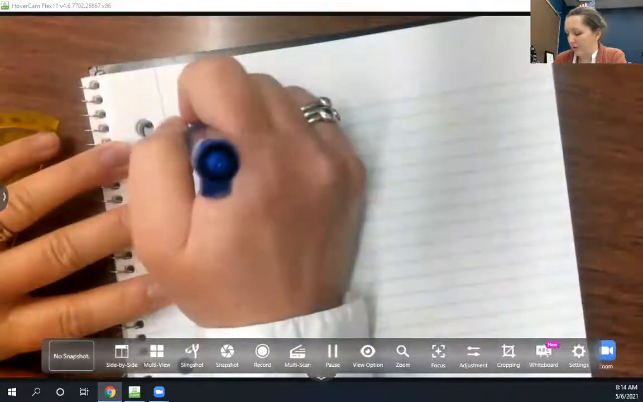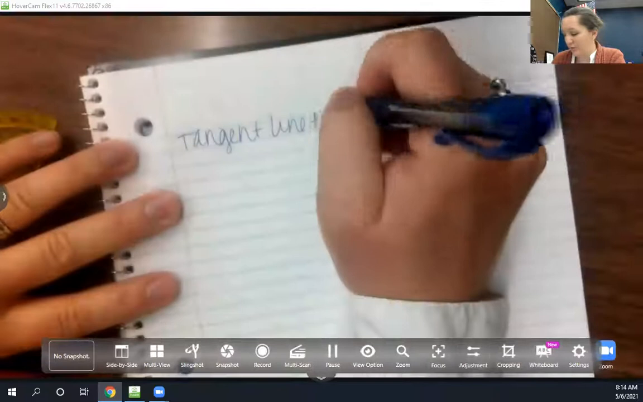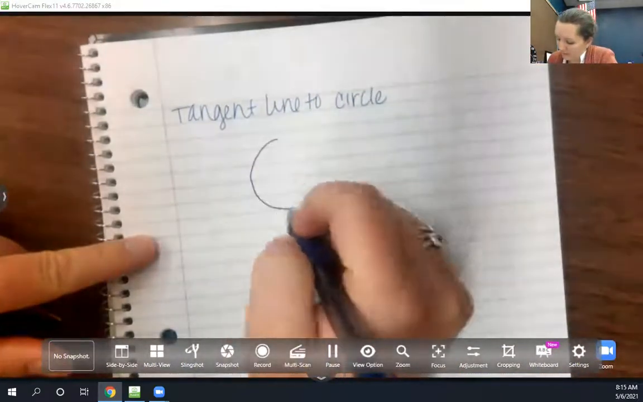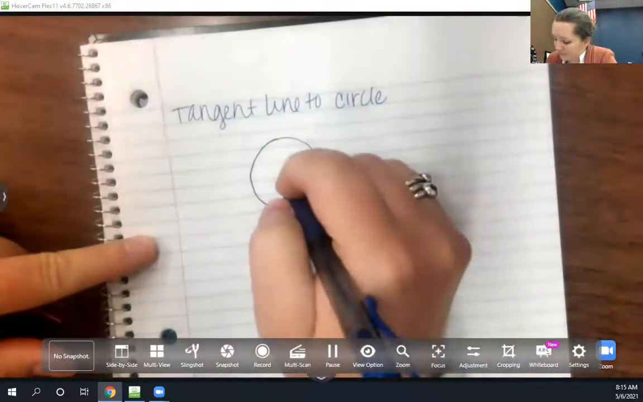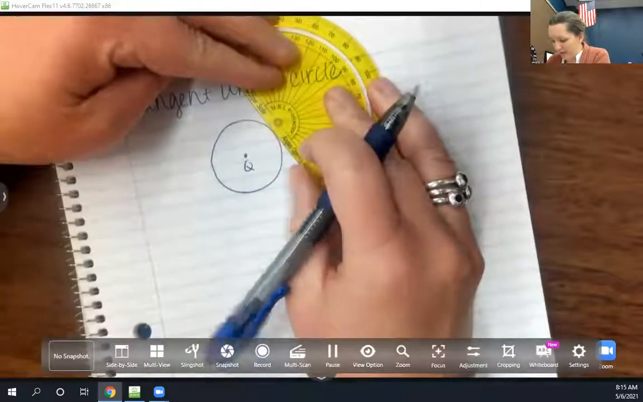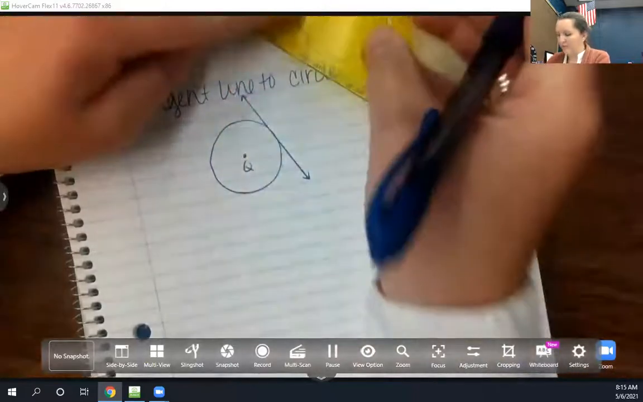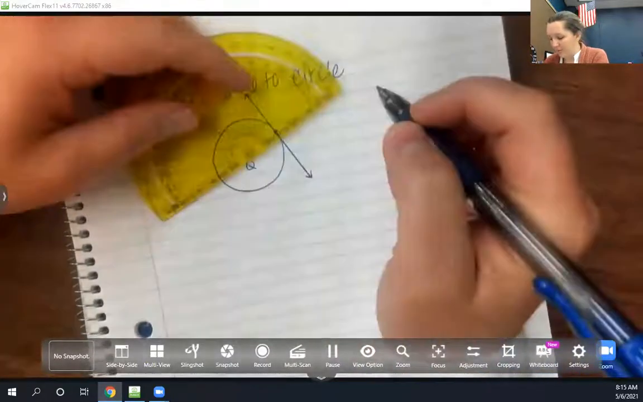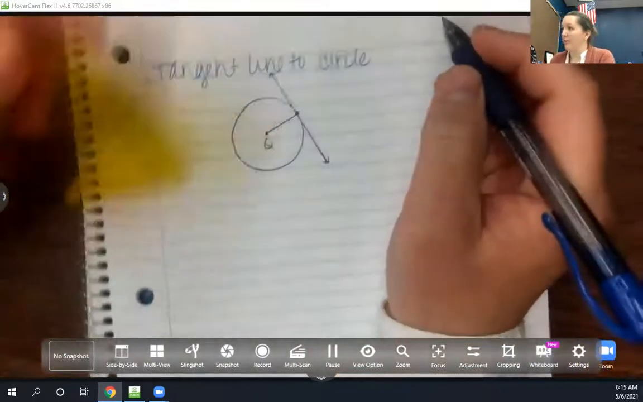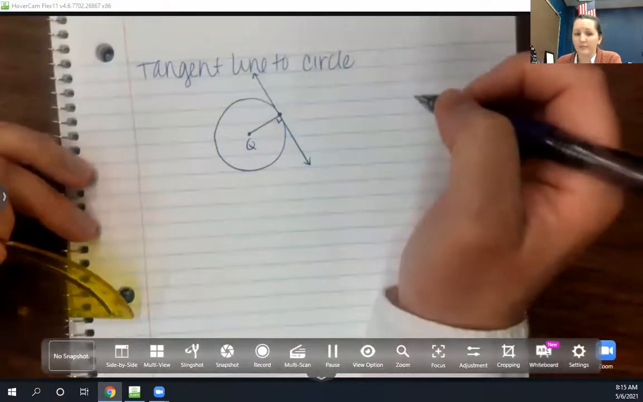So this is called your tangent line to circle, which basically just tells us what we just said. If I have circle Q, and I have a tangent line anywhere on my circle, it doesn't just have to be right here, and I draw a radius to meet that tangent point, then the angle formed with the radius and the tangent line is a right angle.